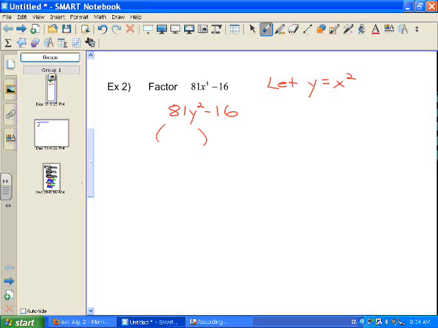All right, so I'm going to be able to factor this into 2 little parentheses. What's the square root of 81y squared? 9. Okay, so 9y, and then the square root of 16? Plus, minus. All right, but we weren't supposed to be using y's, we were supposed to be using x squared, so we put those back.